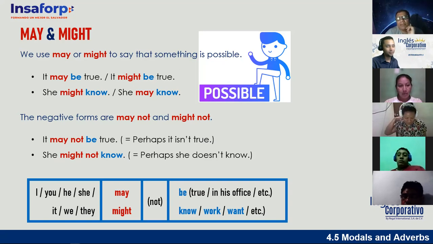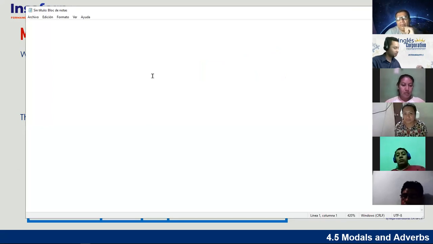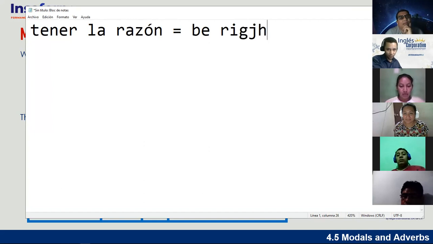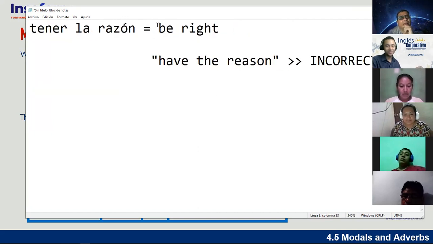They might have the reason. Okay, yeah, but normally you don't say have the reason, you say be right. Say tener la razón. In English it is be right. Hey, no lo sabía. Say, I didn't know. Be right. Entonces, hay que tener cuidado porque decir have the reason, that would be incorrect. So you say be right.